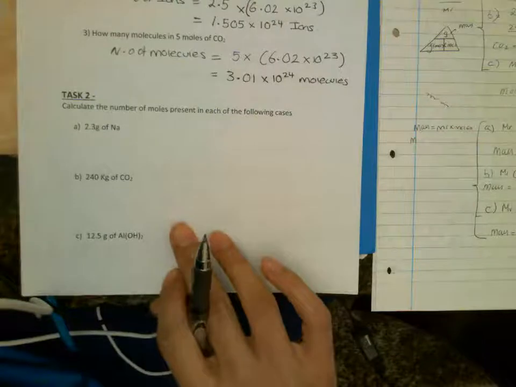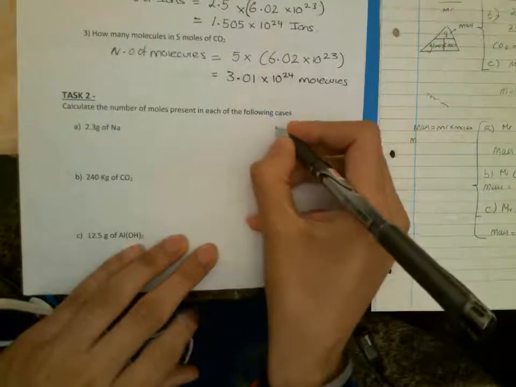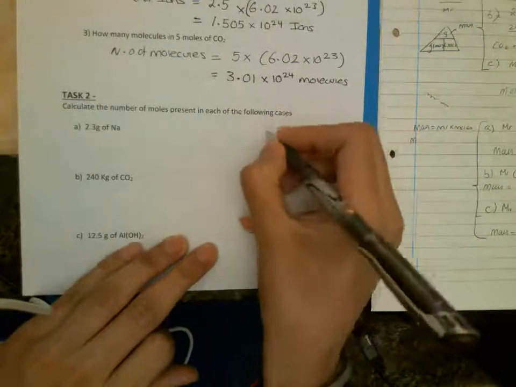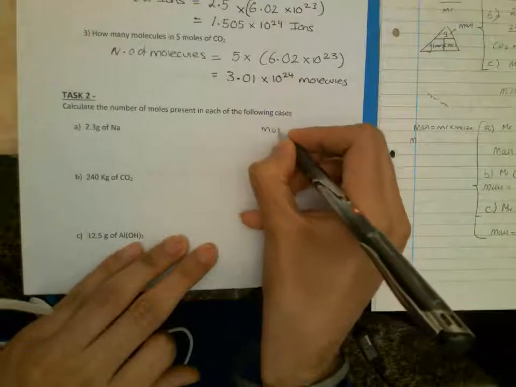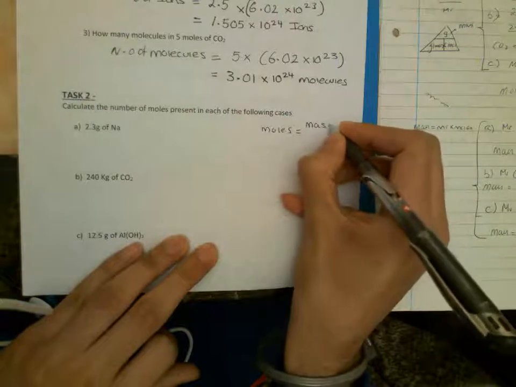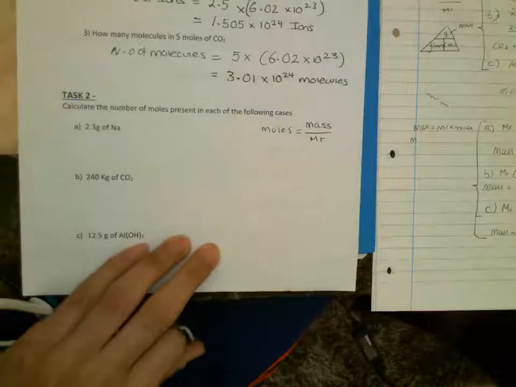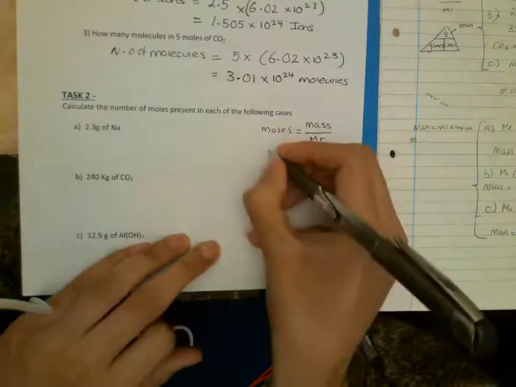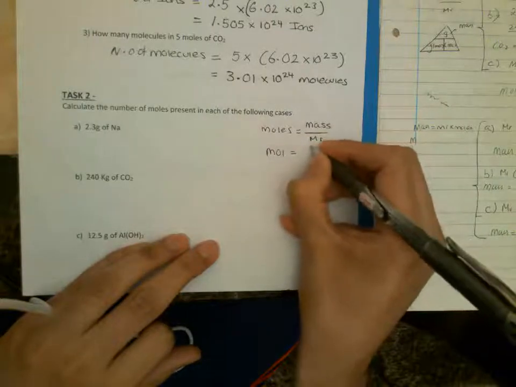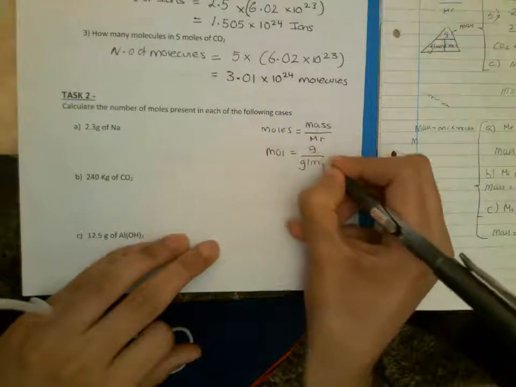Now, as we discussed in class, to find moles of a sample or a compound, we can do moles equals mass over MR. And then we talked about the units: mole was just mole, the units of mass being grams, and the units of MR being grams per mole.